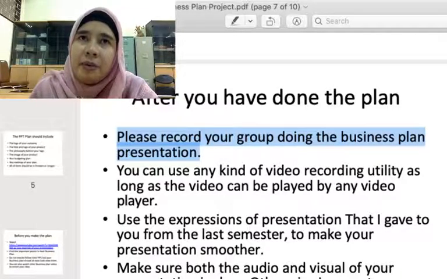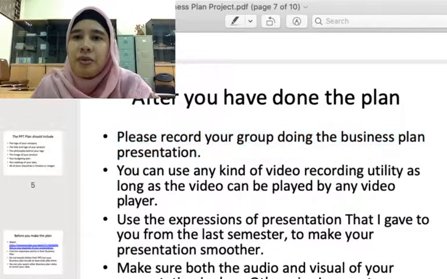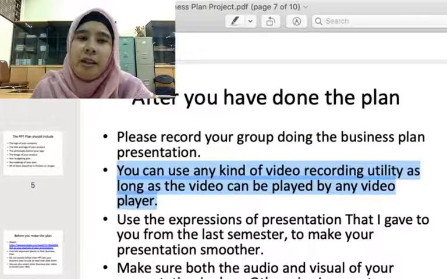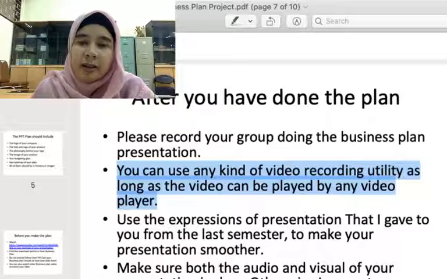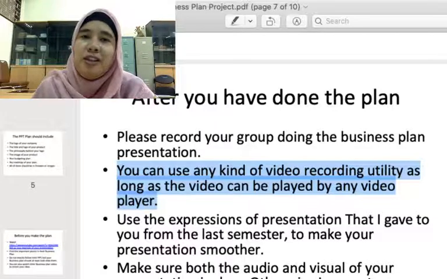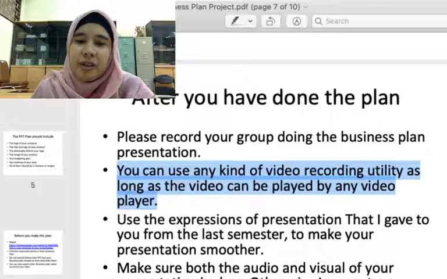Okay, please include also your PowerPoint in your presentation. You can use any kind of video recording utility as long as the video can be played by any video player. The problem that happened the most in the video assignment is that I cannot open it using my video player. So make sure when you record the video and upload it, that it can be played by any kind of video player.